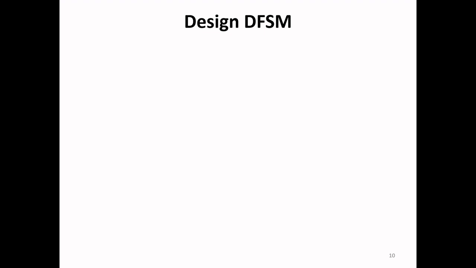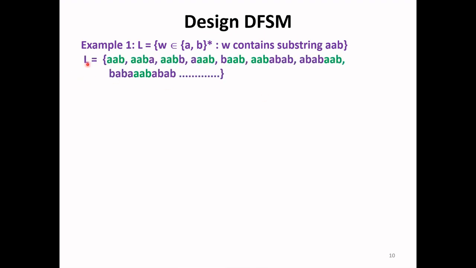Now let us design some simple deterministic finite state machines. Let us see an example. The language containing all possible strings of A's and B's, that is, the alphabet is {A, B}, where the string W contains the substring AAB. That is, all possible strings will have the substring AAB in them.